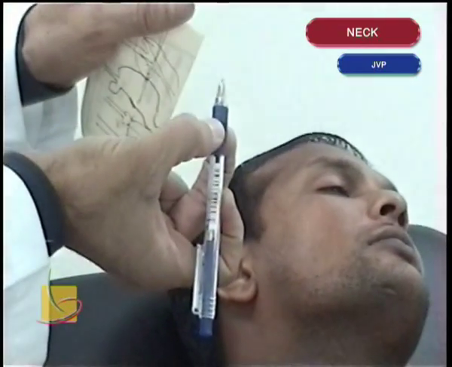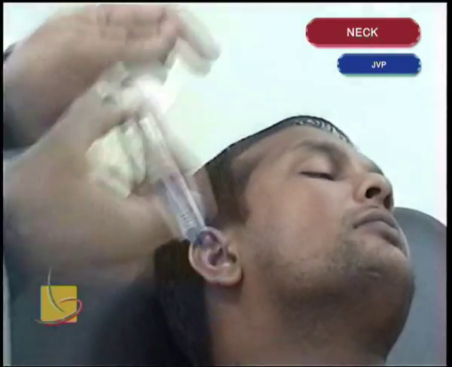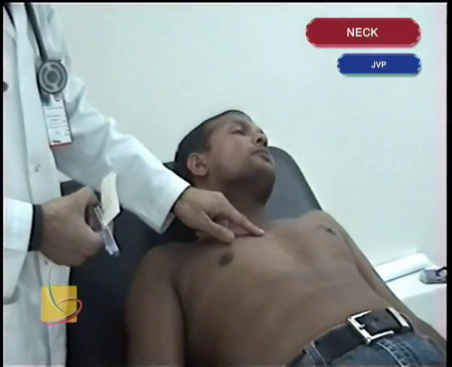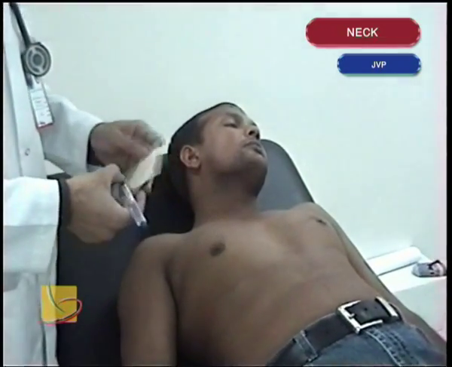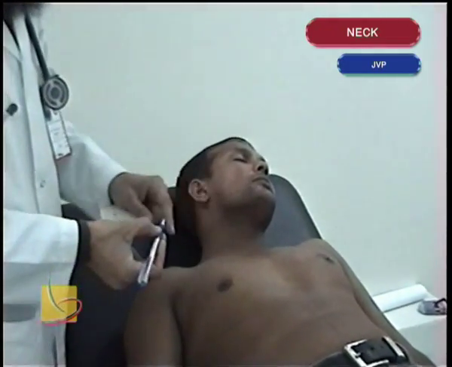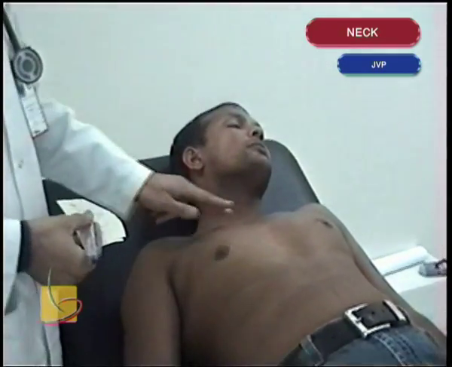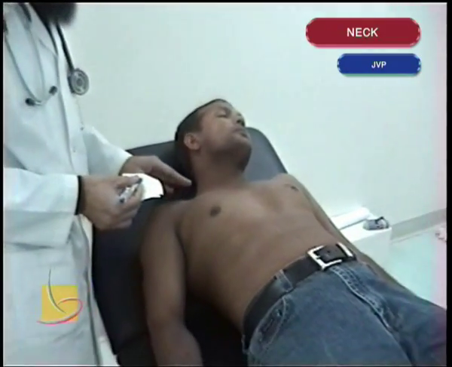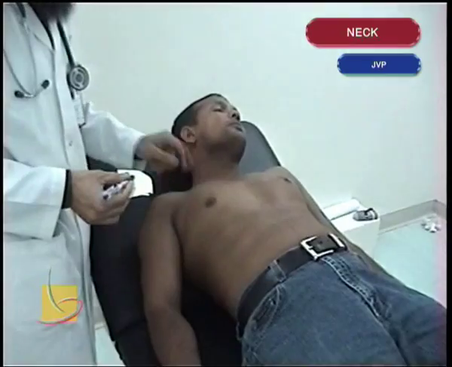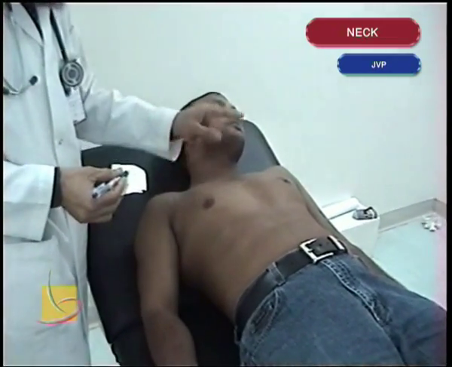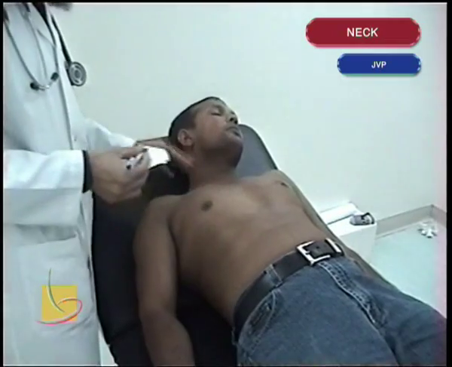And then you add 5. 5 is the distance between the sternal angle and the right atrium. And 2 plus 5 in this case, in this patient, would be 7. 7 is normal. Anything above 8 is abnormal. So if the jugular venous pressure is more than 8 centimeters of water, it's considered abnormal.